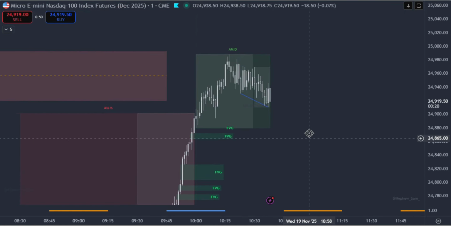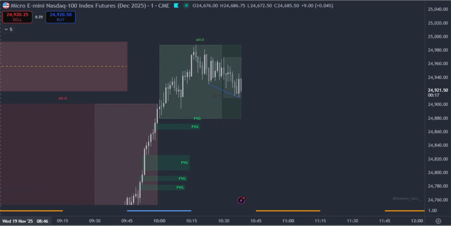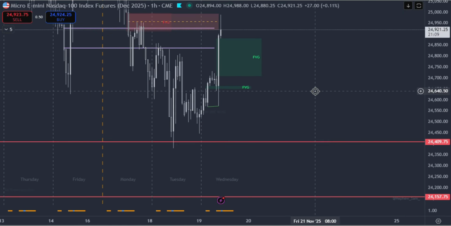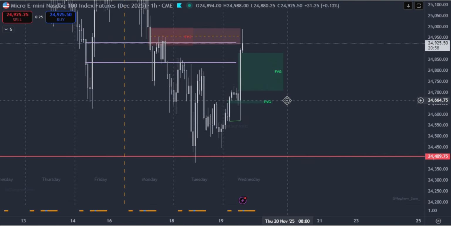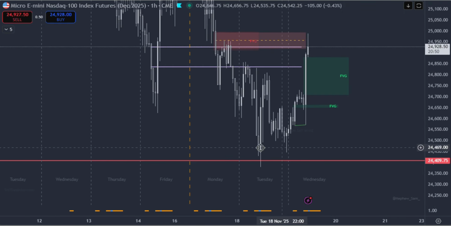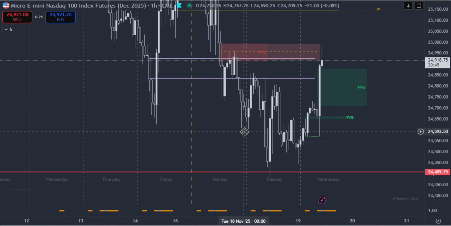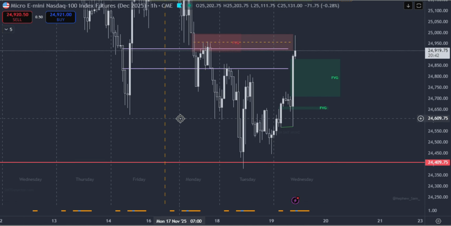So, I want to go over how to spot these market maker models. Let's zoom out to the hourly time frame. There are several ways that I use to spot these market maker models. One, I use internal range liquidity and external range liquidity. I do this because once you learn how to spot it, you can see these market maker models everywhere.